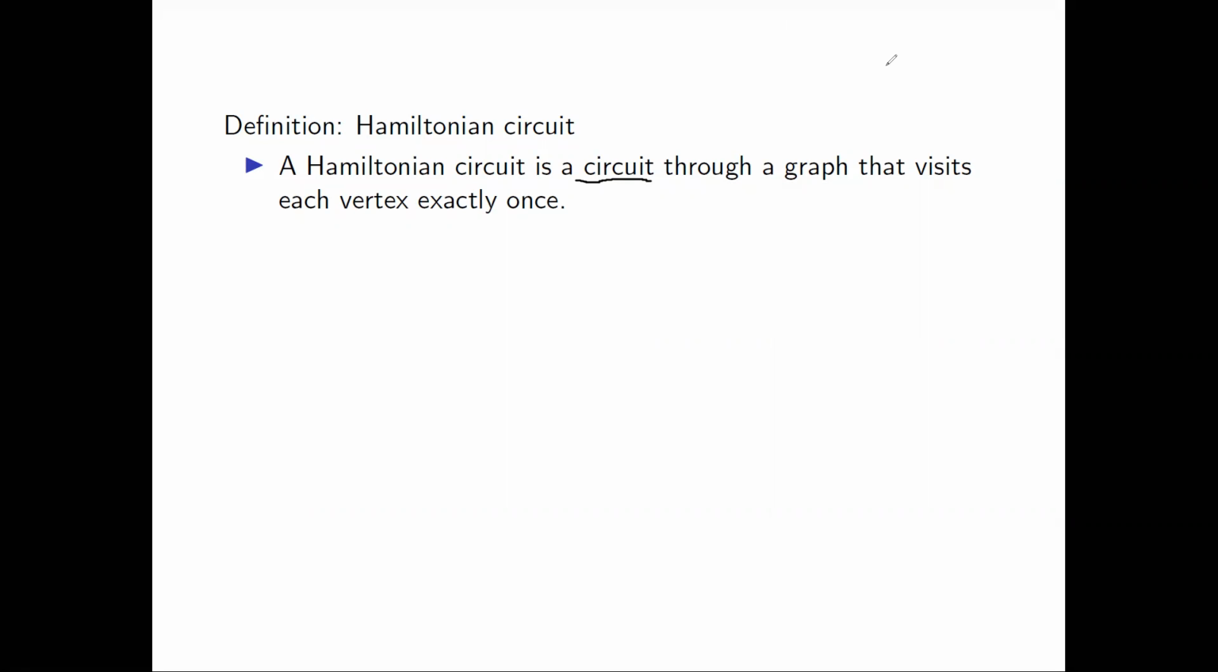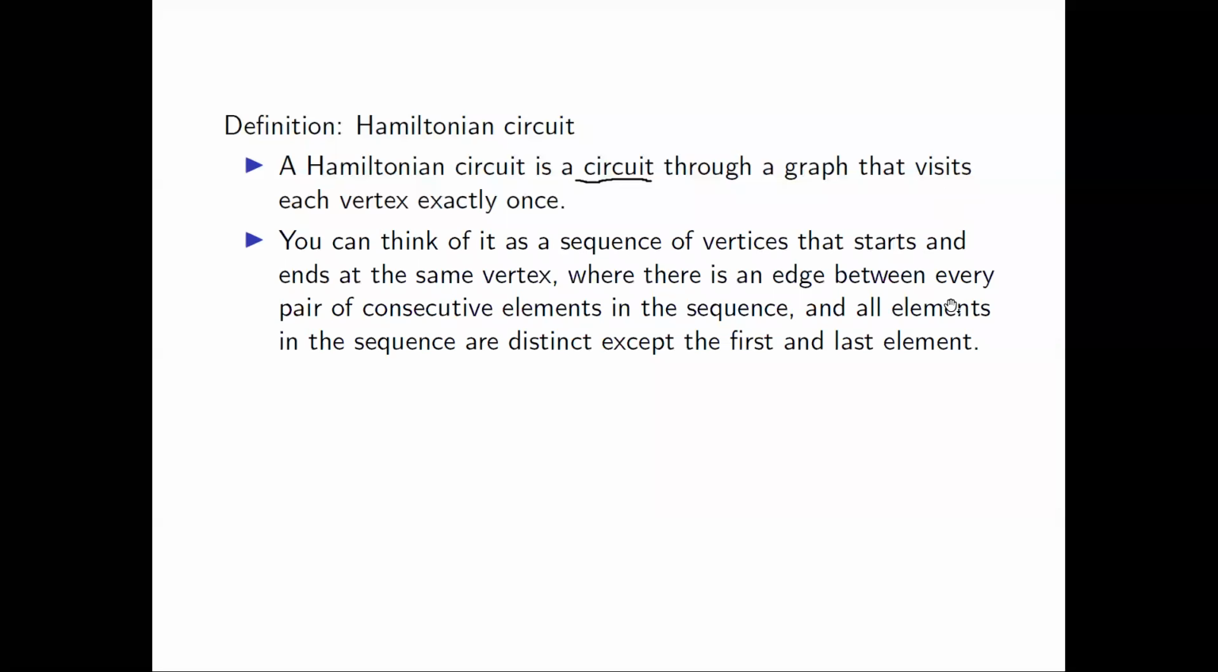These sequences we can just think of as sequences of vertices. So a Hamiltonian circuit, we can consider it as a sequence of vertices that starts and ends at the same vertex. And there has to be an edge between every pair of consecutive vertices in the sequence. And one last requirement, the requirement that is equivalent to each vertex being visited exactly once: all elements in the sequence have to be distinct except the first and last element.